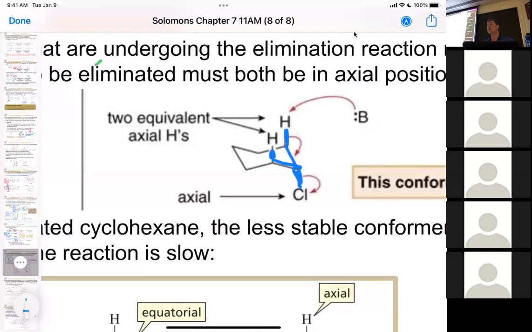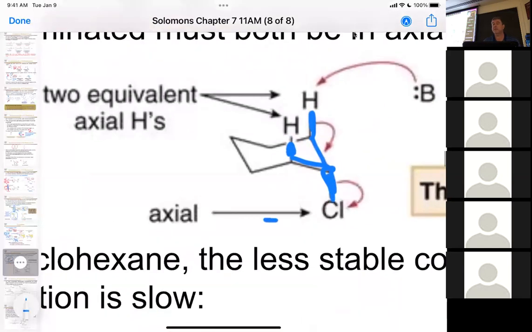The other one is slower because it spends less time in this configuration. It can only eliminate when it's in its least stable configuration. It doesn't make sense if it's less stable. It's going to go slow. Well, because there's less. Imagine you have chair 1 and chair 2, right?